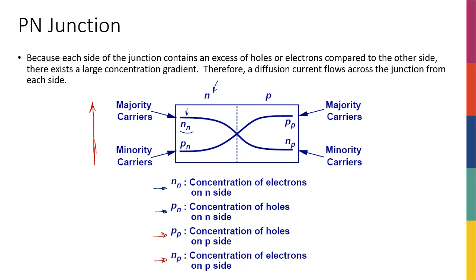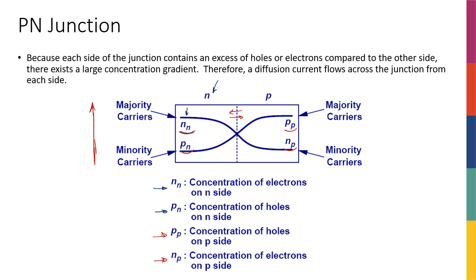Okay, so it's not a surprise that if I join these two types of materials to each other, there's a big difference between the concentration of holes on the right side and the left side, and a big difference between the concentration of electrons on the left side and the right side. This big difference means that the moment I join them, they're now one piece of crystal, right? So electrons and holes, theoretically, could move this way or that way.